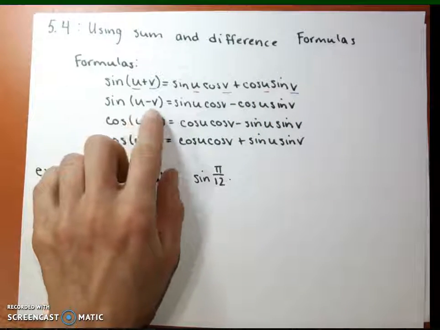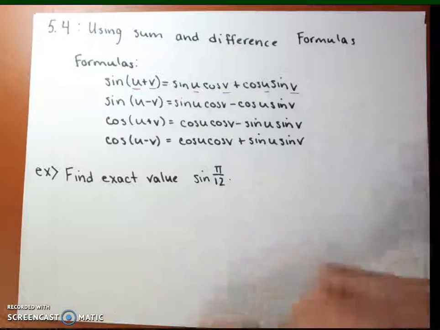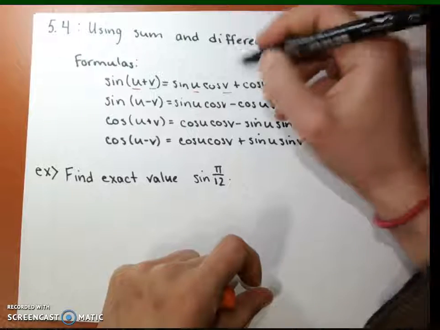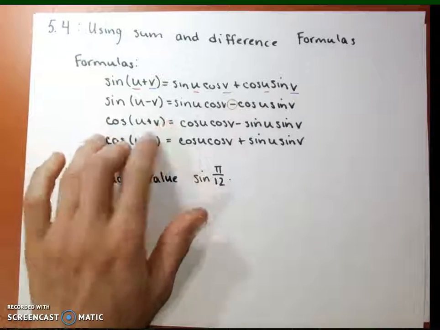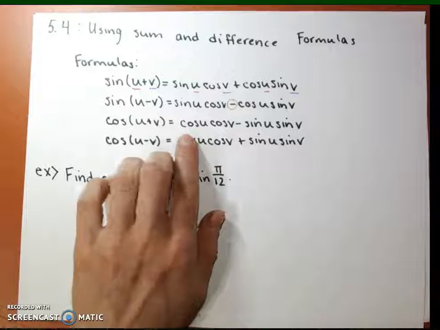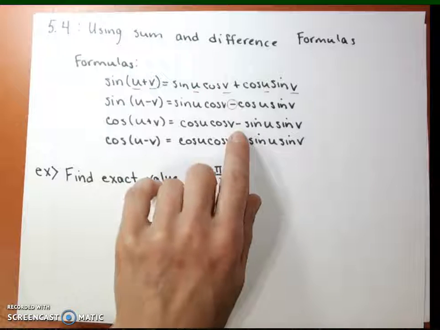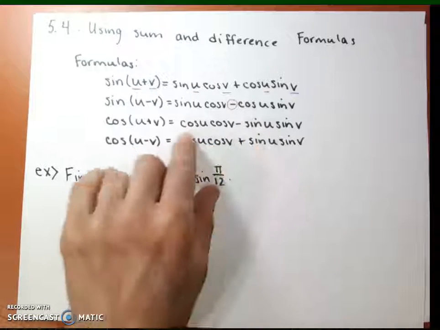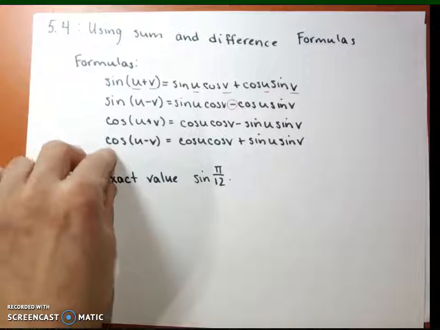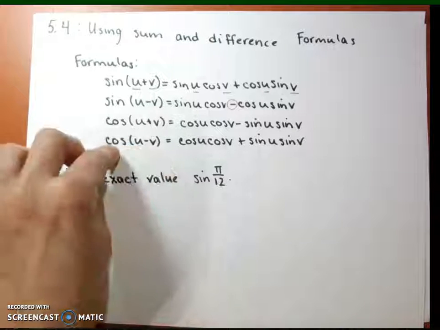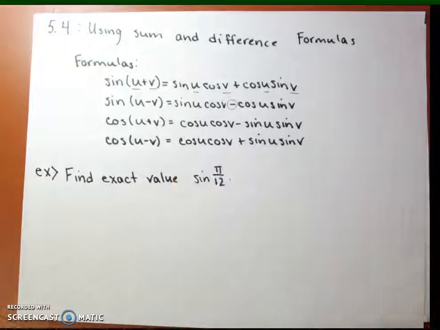If we do U minus V, then the only thing that's different is that we have a minus sign in between sine U cos V and cos U sine V. Then, if I'm looking at cosine, I get cos cos, sine sine. When I add U and V, there's a minus in between the cos cos and the sine sine term. So it's cos U cos V minus sine U sine V. When I do the difference of the angles U minus V, and I take the cosine of that, the only difference between these two is that it becomes a plus.